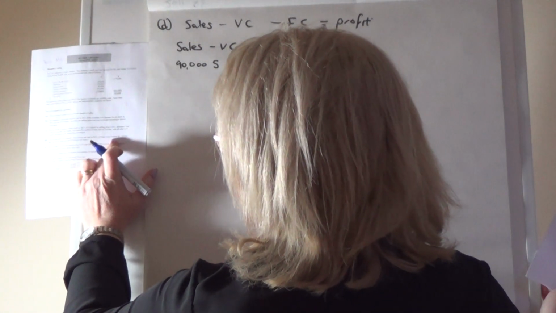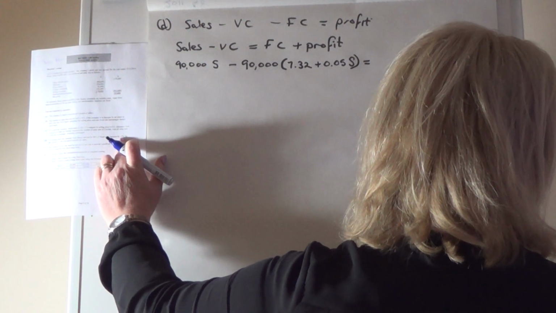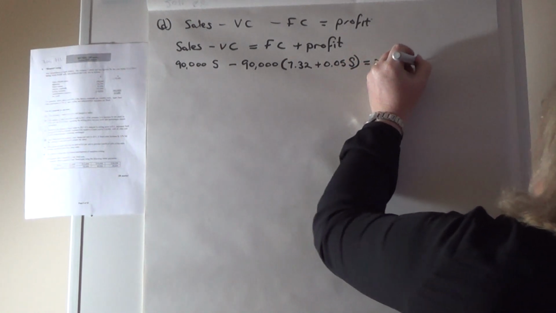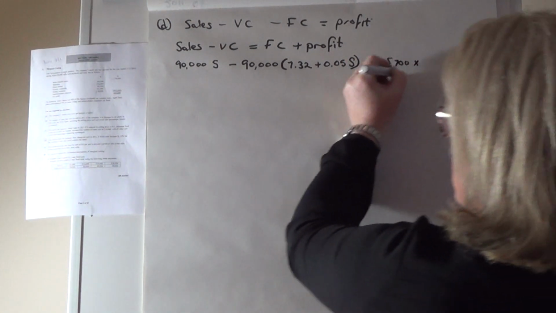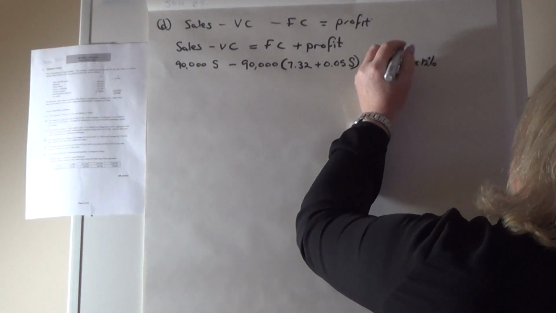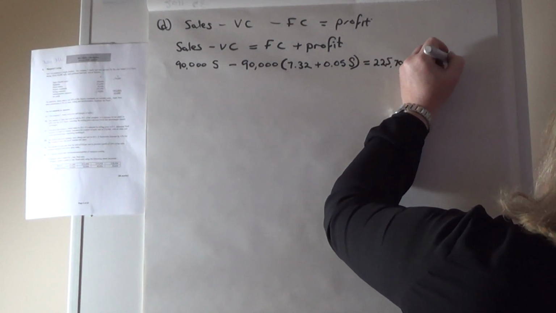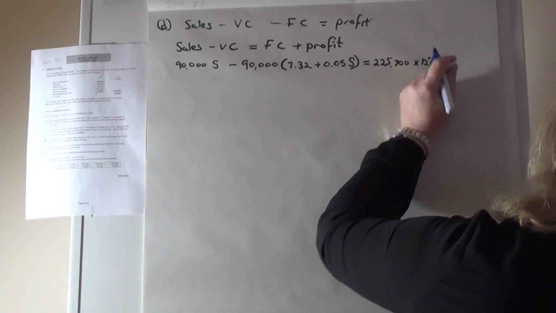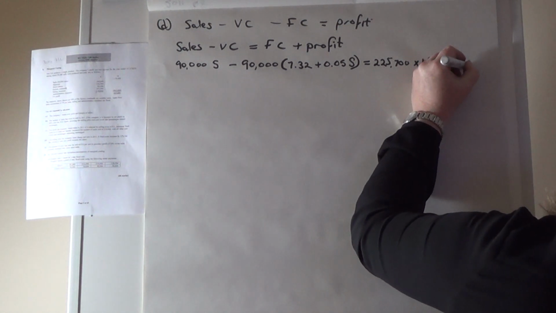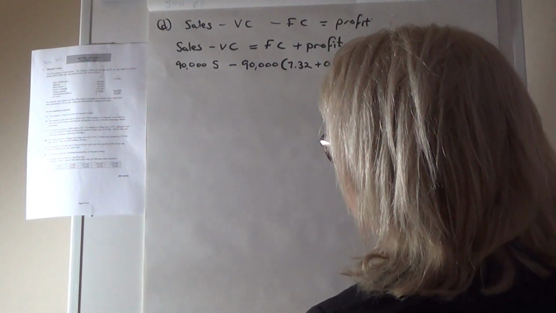And that's equal to the fixed costs, and again just to check your question, the fixed costs are increasing by 12%, and the fixed costs were 225,700, and we're increasing those by 12%. So we're going to add on our 12% there, and our profit figure. And our profit figure we had earlier in part A, and that was 227,000. So you fill in what you know there.